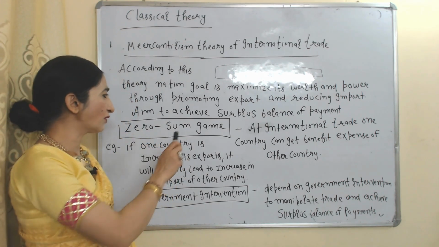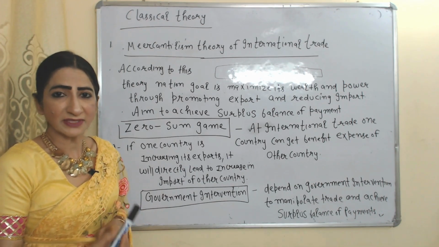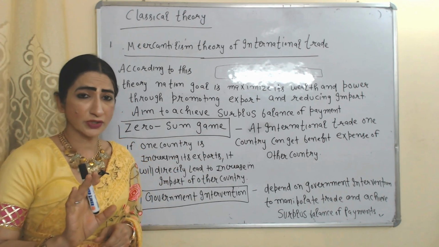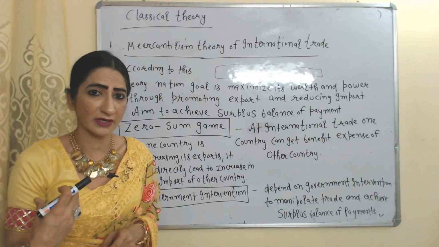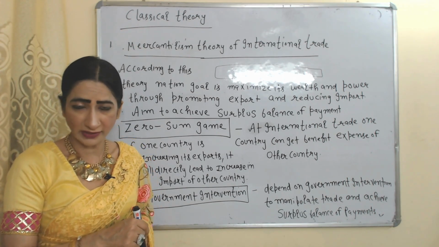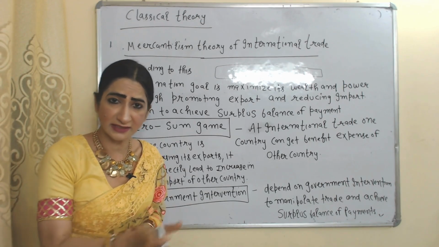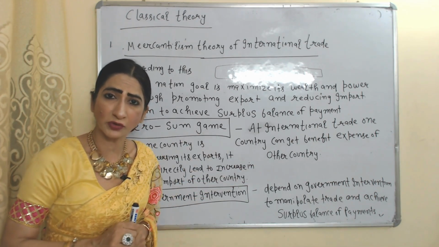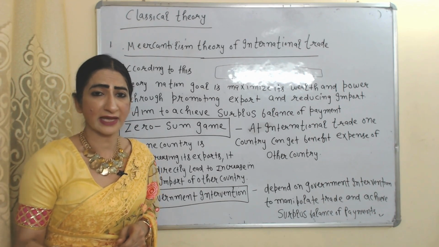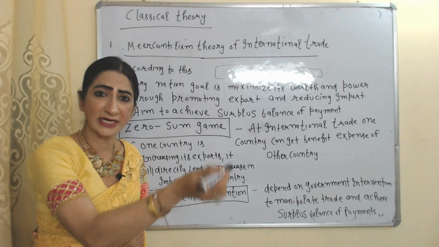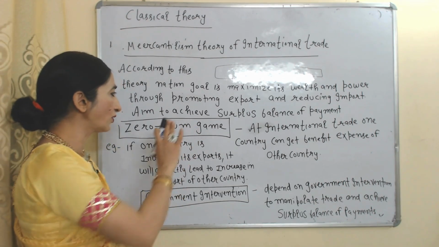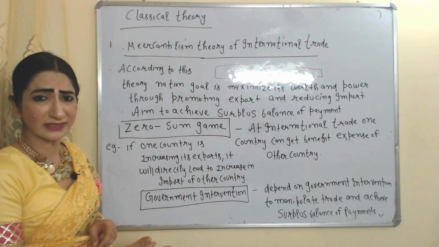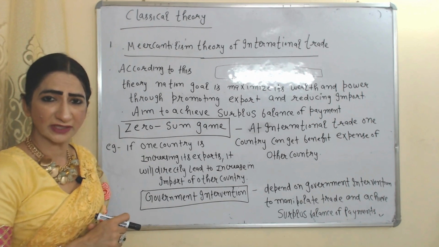And this theory believes in a zero-sum game. That means benefit of one country is loss of other country. As we know, exports are beneficial for our country, but imports are harmful for our country. If one country is increasing its export, that means it will directly lead to increase in import of other country. So we can say that one country is getting benefit at the expense of other country. It will be called zero-sum game. And according to this theory, in international trade, one country can get benefit at the expense of other country.